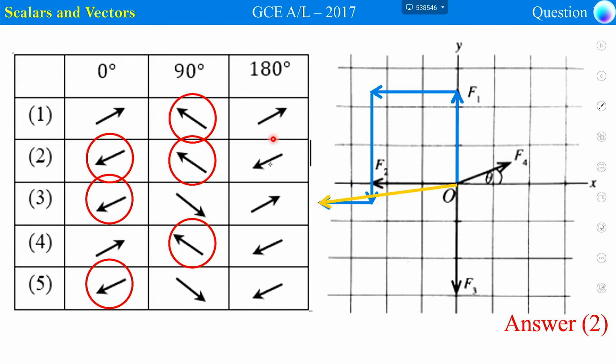So the possibilities are the second one and the fourth one. Sorry, the second one, the fourth one and the fifth one, but we already got the answer. For justification purposes, we did the last part as well.